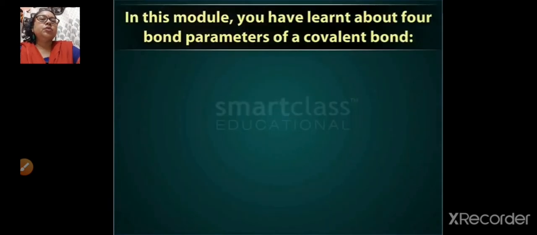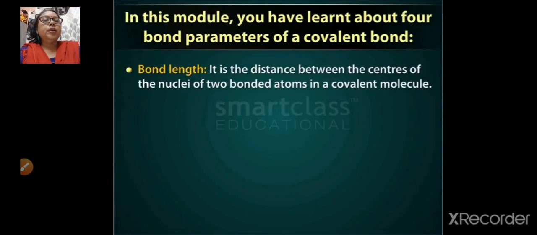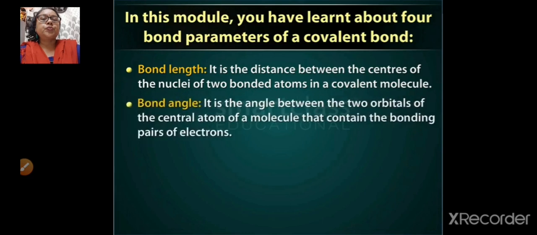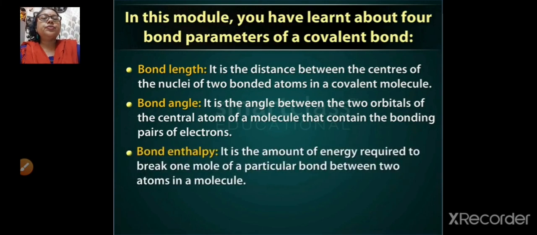In this module, you have learned about 4 bond parameters of a covalent bond. Bond length is the distance between the centers of the nuclei of two bonded atoms in a covalent molecule. And bond angle is the angle between the two orbitals of the central atom of a molecule that contain the bonding pairs of electrons.